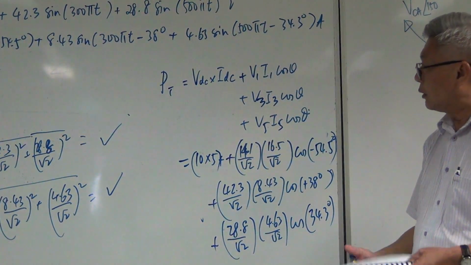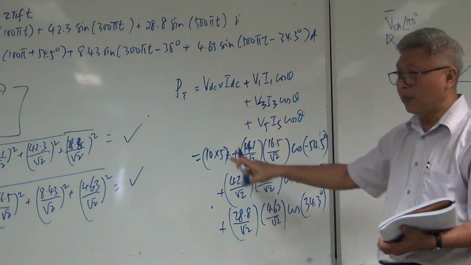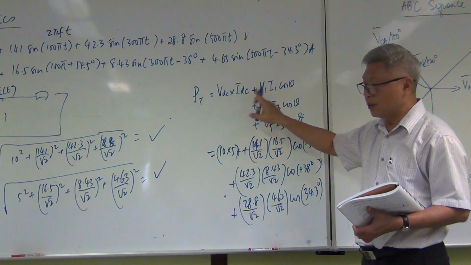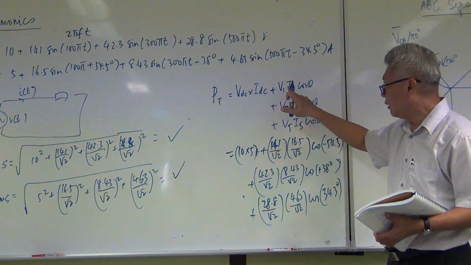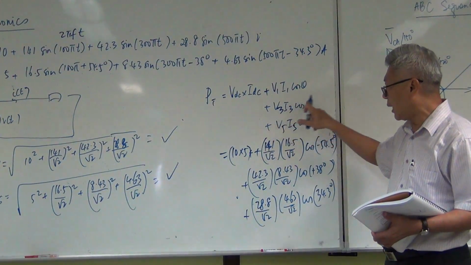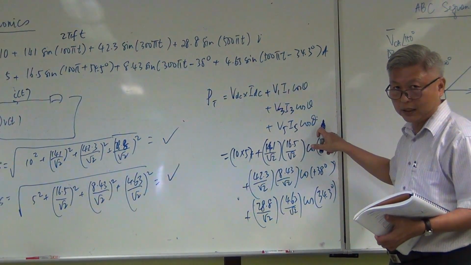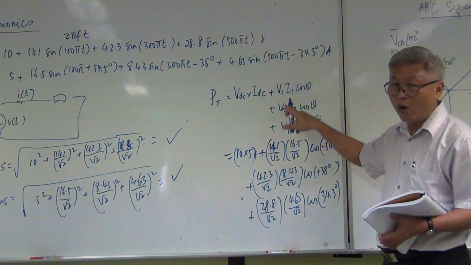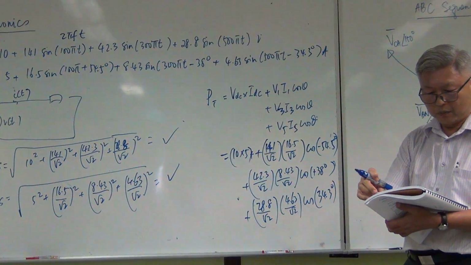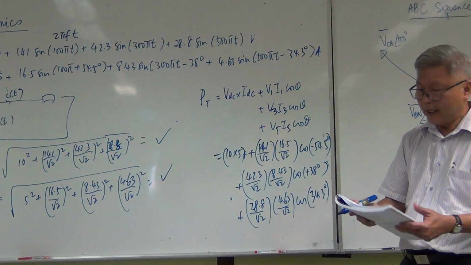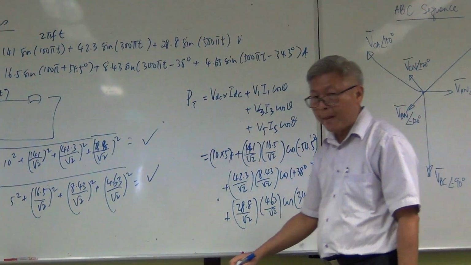Okay, so remember the method to find the total power: VI cosine theta, VDC IDC, V1 I1 cosine theta, V3 I3 cosine theta, V5 I5 cosine theta. Make sure that power is all RMS values. Okay, alright, then lastly is to find the power factor.